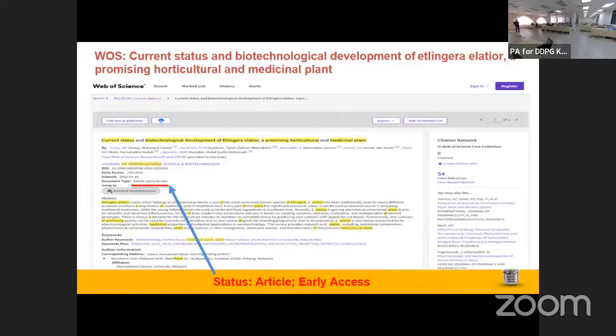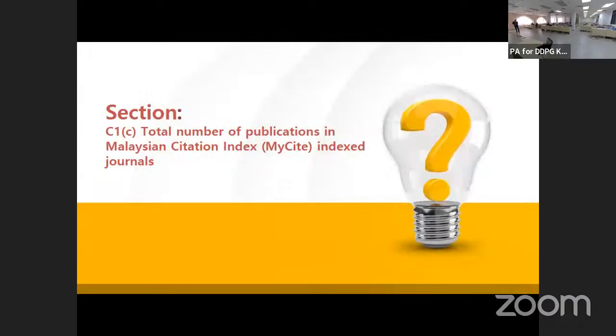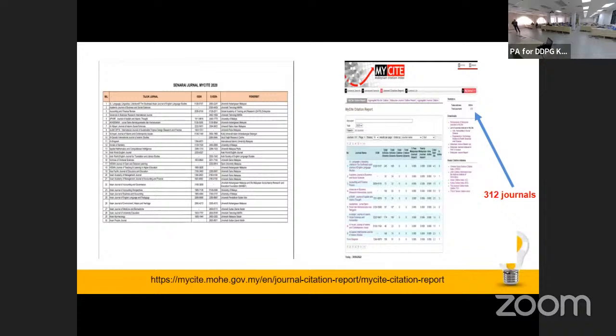Okay, now we move to section C1 for the number of publications in MyCite, Malaysian Scientific Index, indexed in that journal. Until today, we still follow what we call the list of journals that is set under MyCite 2020. We are still awaiting the new list for MyCite 2021. We expect to receive it from the committee by early November this year.